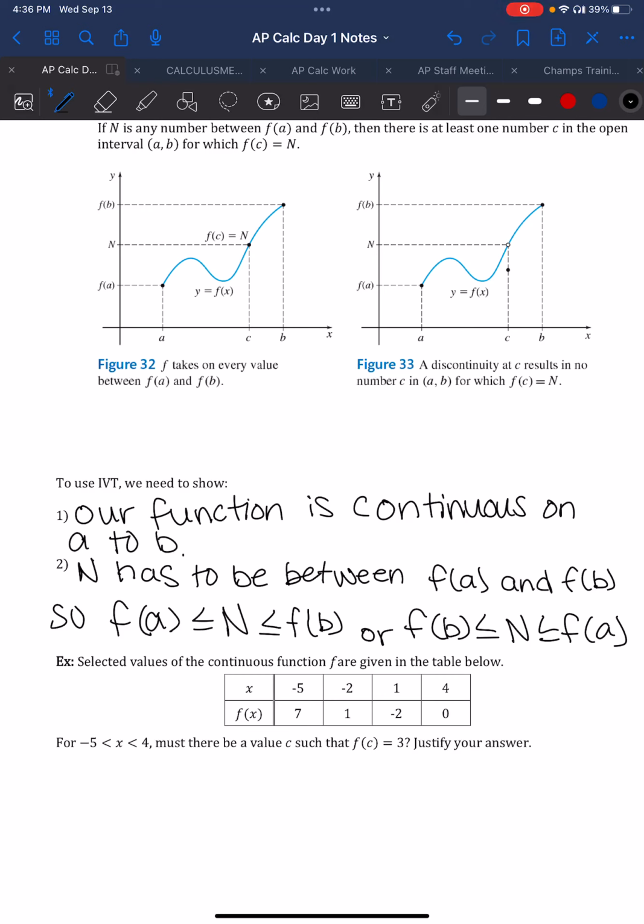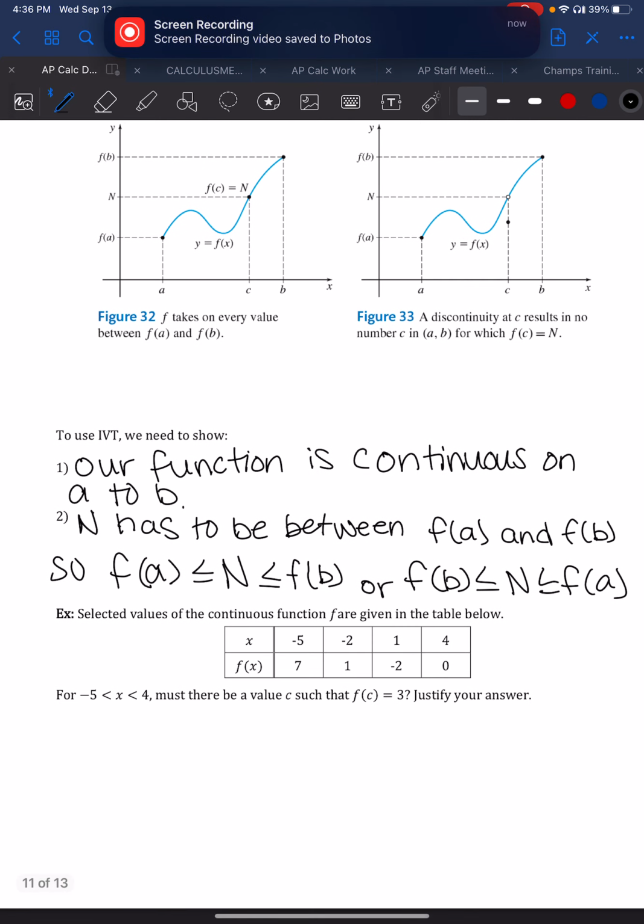Okay, here's our last video where we're going to be talking about how to go through these problems. So, selected values of the continuous function f are given in the table below. For -5 < x < 4, must there be a value c such that f of c is equal to 3? So this is a classic IVT problem.